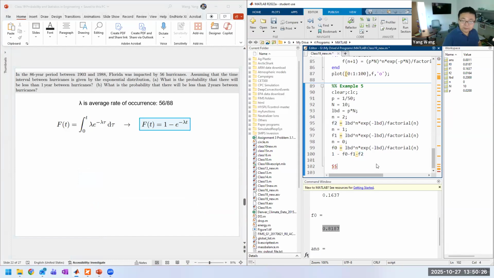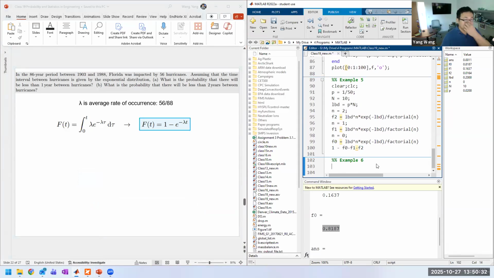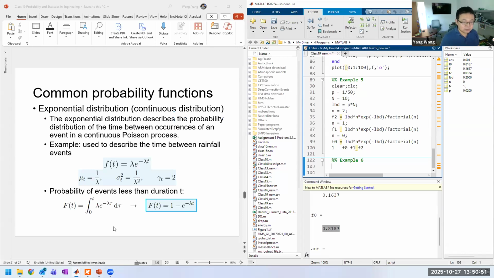So this is example 6, right? In the 86-year period between 1903 and 1988, Florida was impacted by 56 hurricanes. Assuming that the time interval between the hurricanes is given by the exponential distribution, what is the probability that there will be less than 1 year between the hurricanes, right? So we're talking about this integration here, probability of events less than certain duration. So basically, it's an integral of the f(t), then you have the larger F(t), uppercase F(t), right? 1 minus exponential minus lambda t.